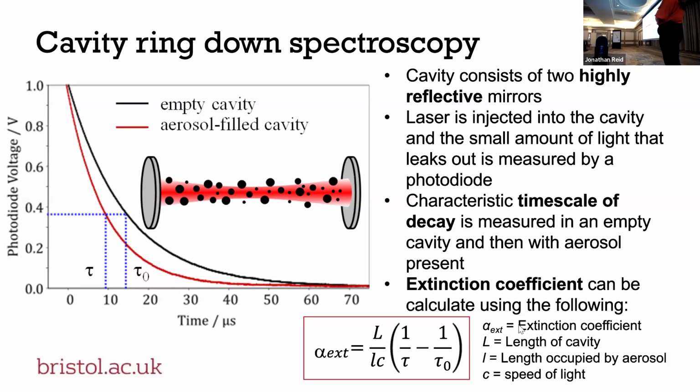So then we can use this equation here if we know a few things like the length of the cavity, which we do, and also the length occupied by the aerosol sample, because we don't want the aerosol occupying the full length of the cavity because you start to get aerosol depositing on the mirrors, which affects your accuracy. So if we know those two things and the speed of light and our two tau values here, we can then get our extinction coefficient.